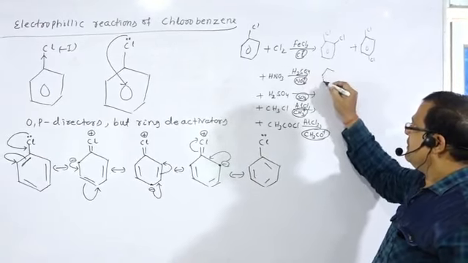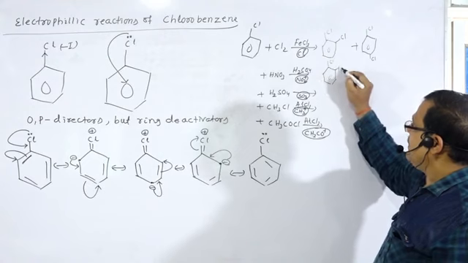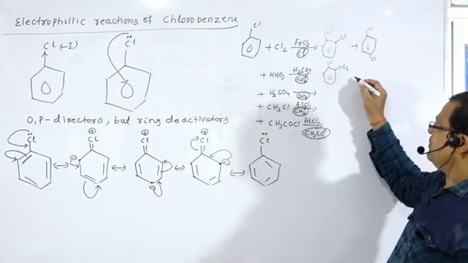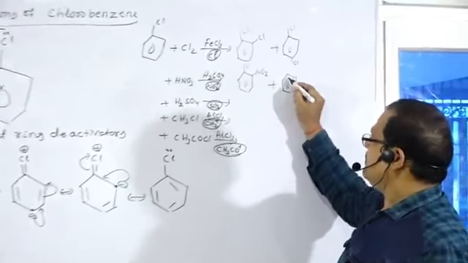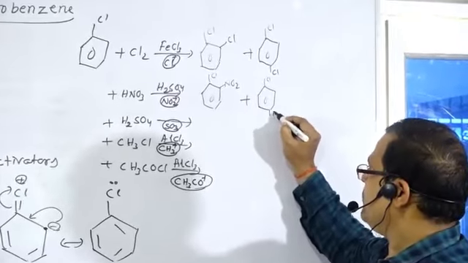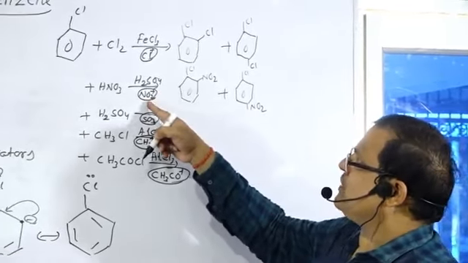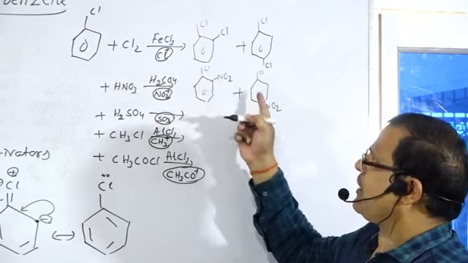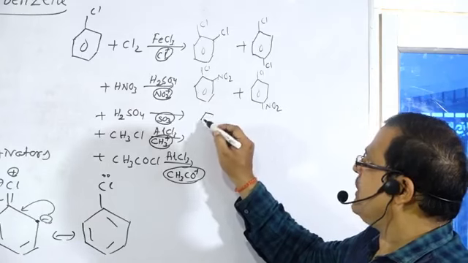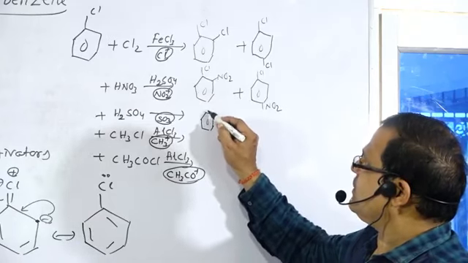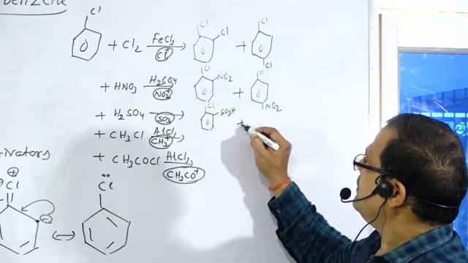Nitration, that is Cl, NO2, ortho-nitro chlorobenzene or para-nitro, Cl, NO2. That is, NO2 plus will get directed to the ortho position or para position. Sulfonation, the same, SO3H group, that is Cl, SO3H.